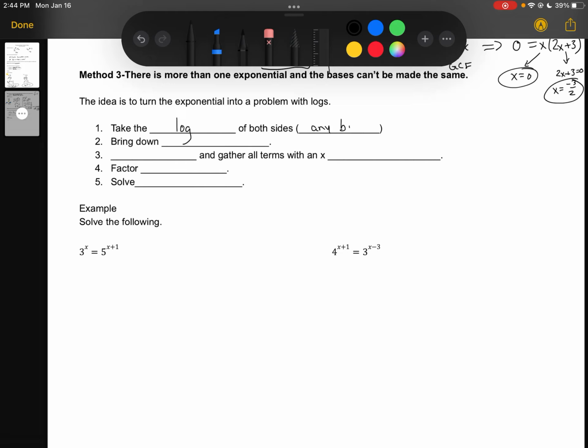So you take the log of both sides, and you can choose your favorite base, whatever one you like. I like to use just common log base 10. One, it's less things to write down. You don't have to write the base down, but two, 10's a little bit of an easier number to work with sometimes. Second, we want to bring down our exponents.